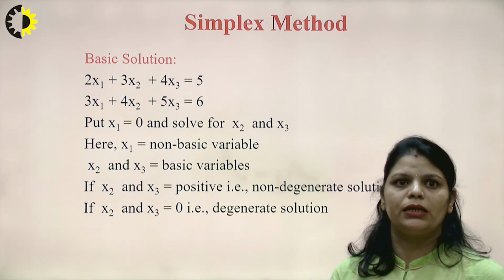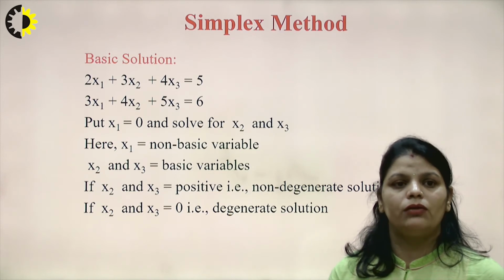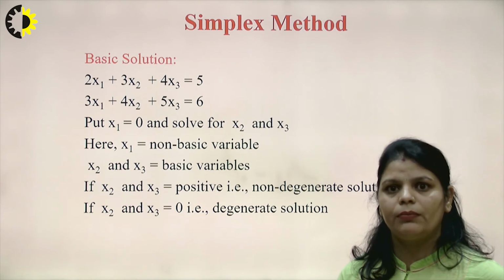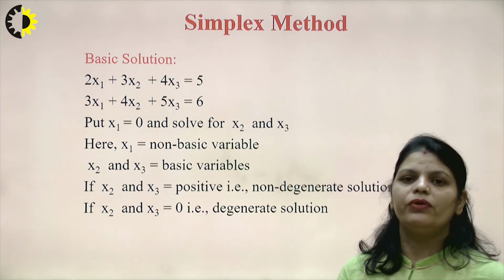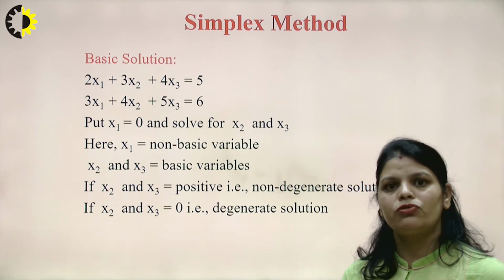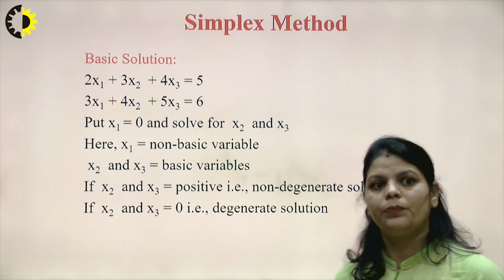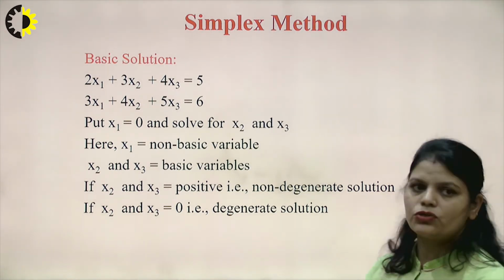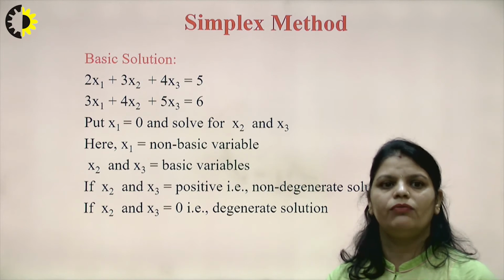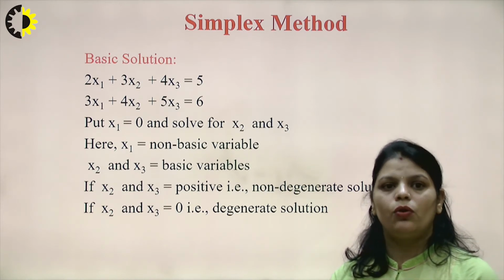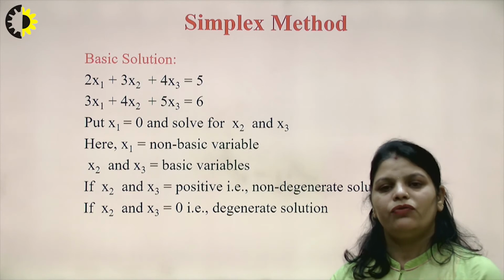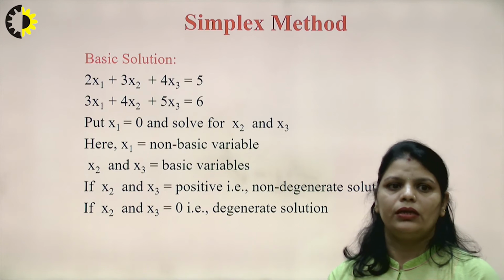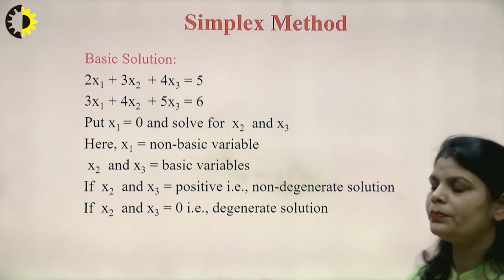Before starting the simplex method, we should know some terms like what are basic variables, what are non-basic variables, what are surplus variables, what are slack variables, because we will use these terms when we solve problems with the help of the simplex method. If the values of x2 and x3 come out to be positive, then we can say it has a non-degenerate solution. But if the values of x2 and x3 come out to be 0, then we can say it has a degenerate solution. Clear?